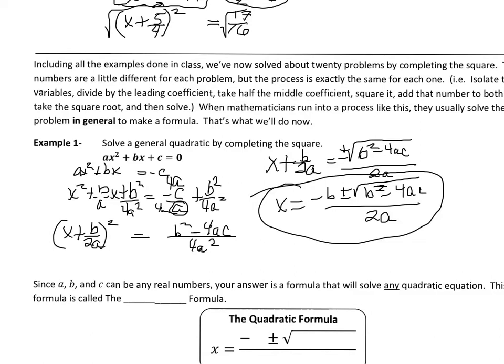X equals negative b plus or minus the square root of b squared minus 4ac all over 2a. Yes, you should know that. You learned it last year. That's not a bad melody, you know. Okay, now this is called the quadratic formula.